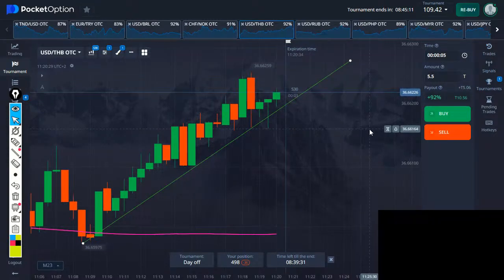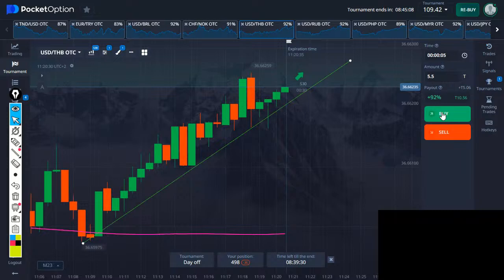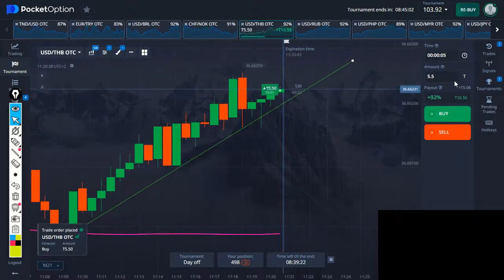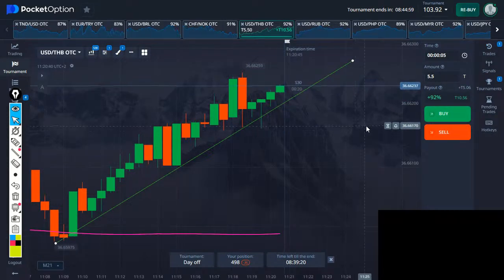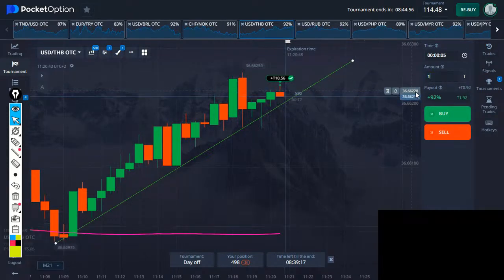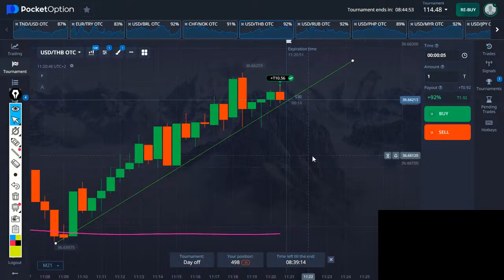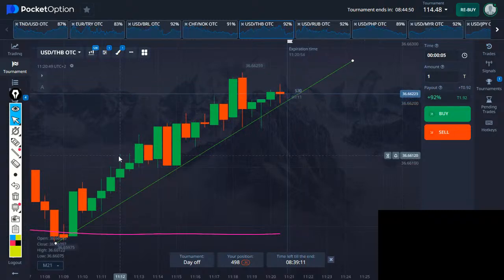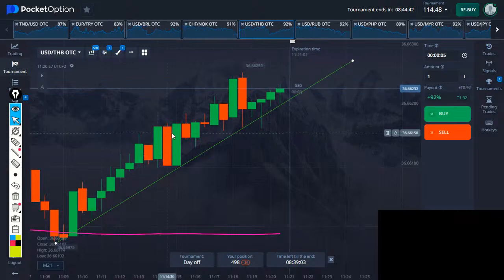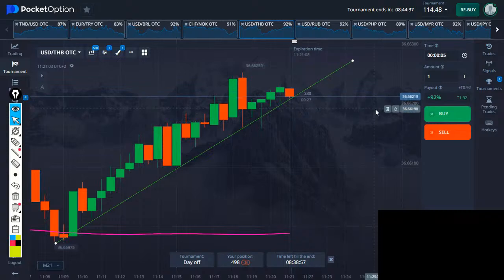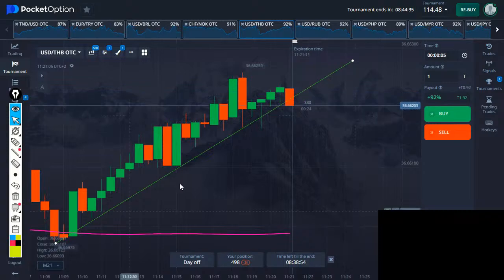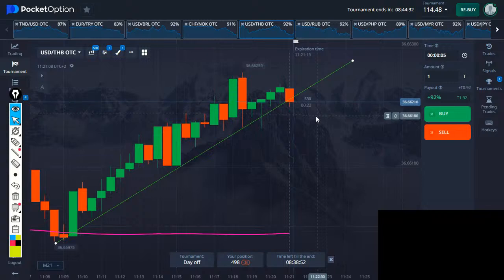So I'll go for a buy. If I get green, I will not take sells. I have green. Nope, green. Yes, we go for a buy. Oops, I forgot to change the amount. We have a win. We go back to $1. So let's see the next candle opening. Remember, we have a common rejection point here. So if I see green, I go for it.